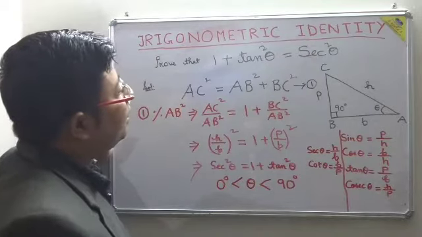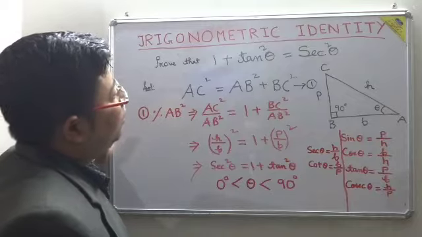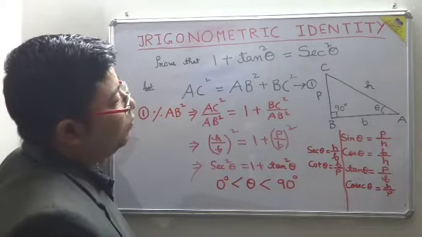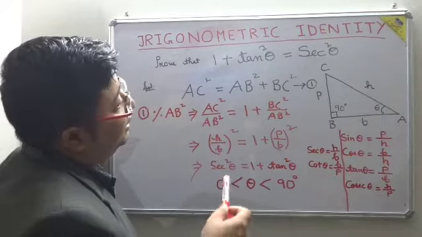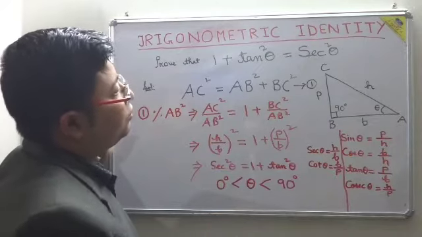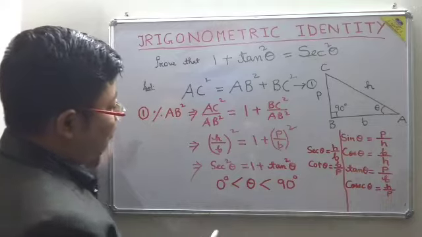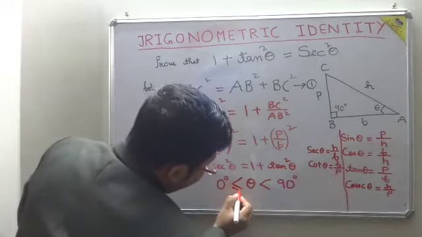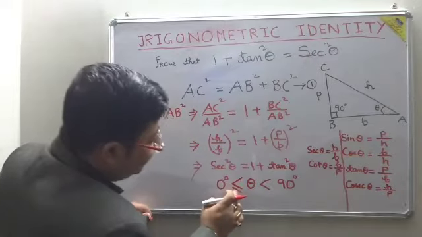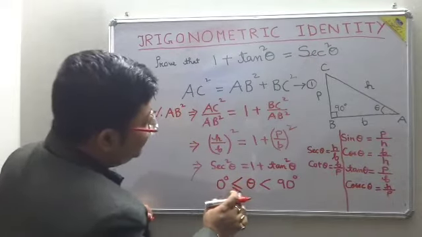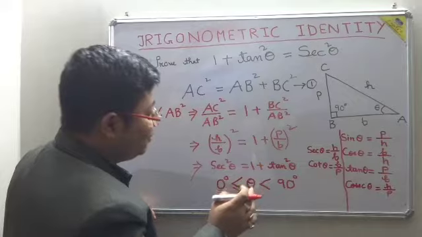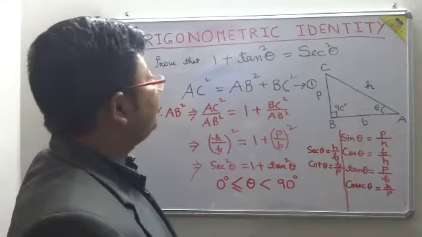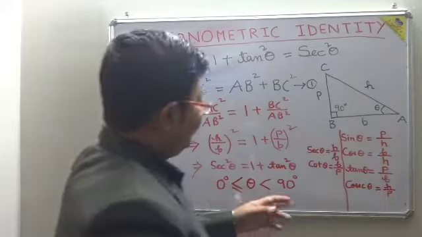Again, we know cos 0 is 1. And what is sec 0? It is 1 by cos 0, so it will be 1. So it will be valid for 0 degree, and the equal sign will come here. That means at 0 degree, tan 0 and sec 0 are defined, but you can see it is not defined at 90 degree.